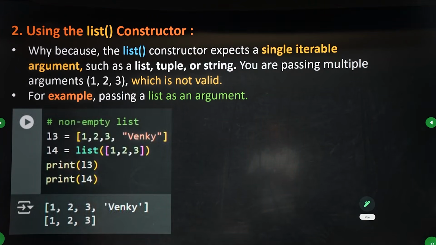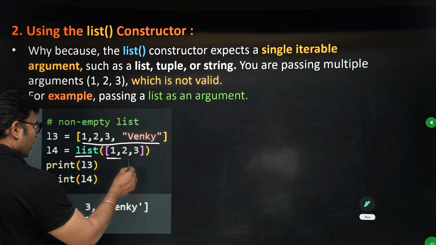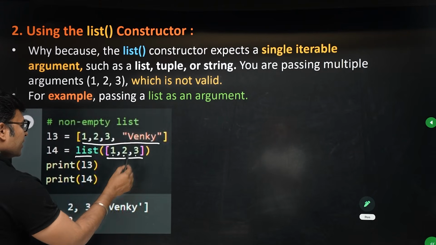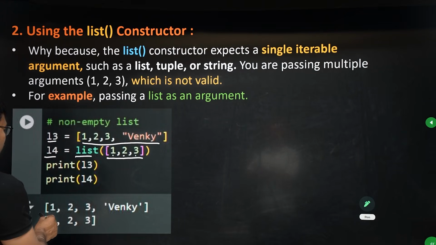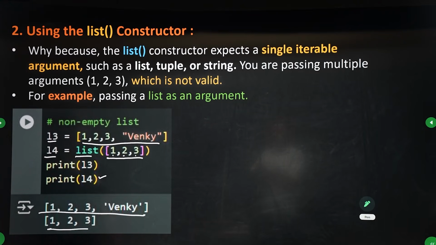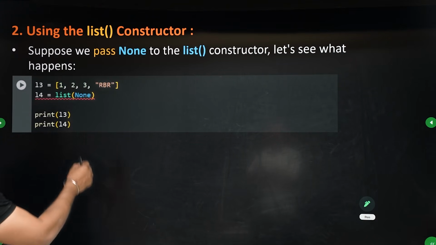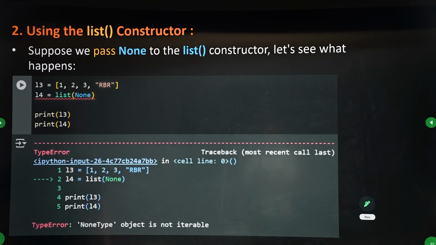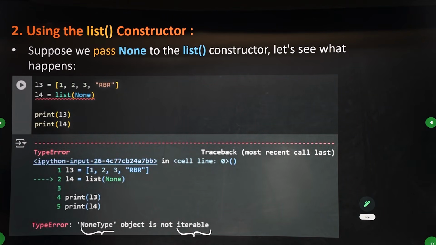Now see this example. L3 is 1, 2, 3 followed by Venki, and L4 is 1, 2, 3, which is a list which is iterable. Therefore, each one of these elements will be used to create a new list called L4. Now, if you type L3 it is going to be 1, 2, 3, Venki, and L4 is going to be 1, 2, 3 only. Now, if you pass None as an argument to list, it is going to give you an error. Why? Because None is not iterable. You have to give something which is iterable. You should not give anything that is not iterable.